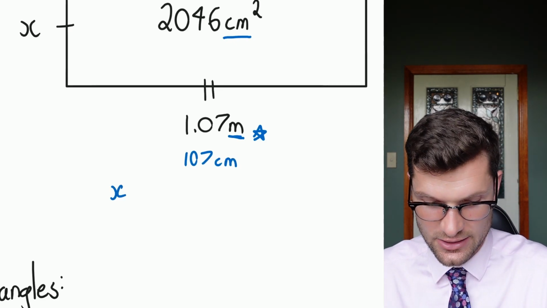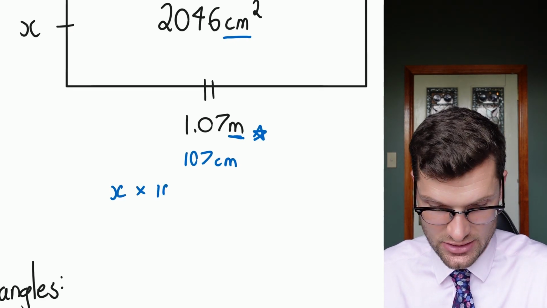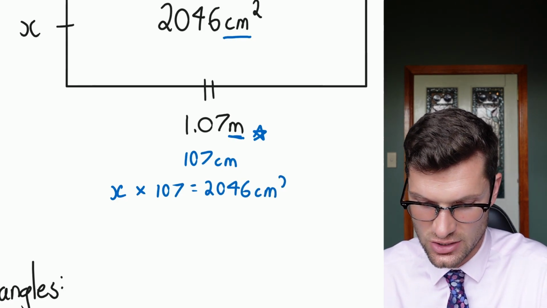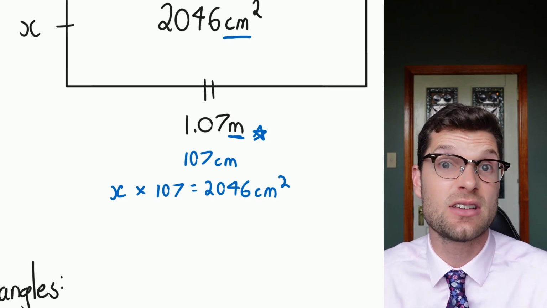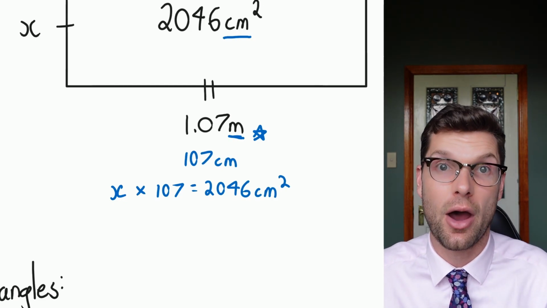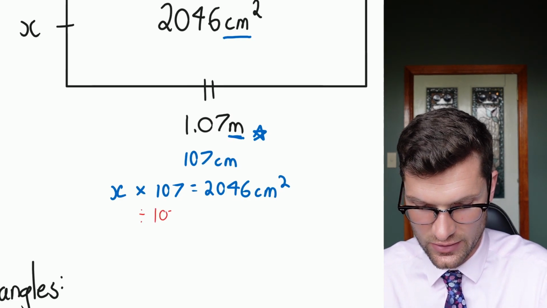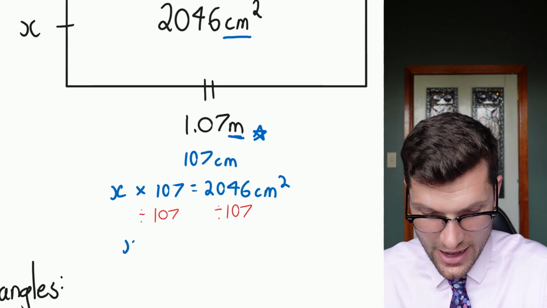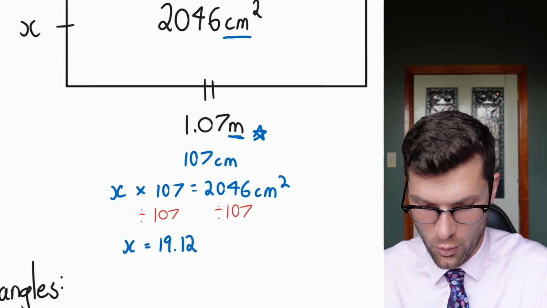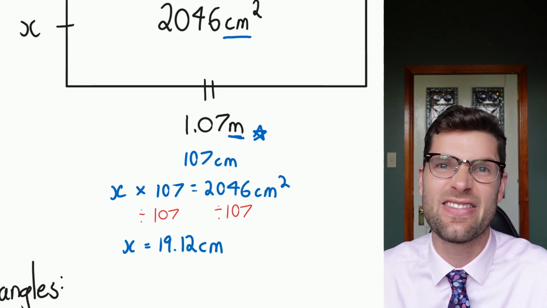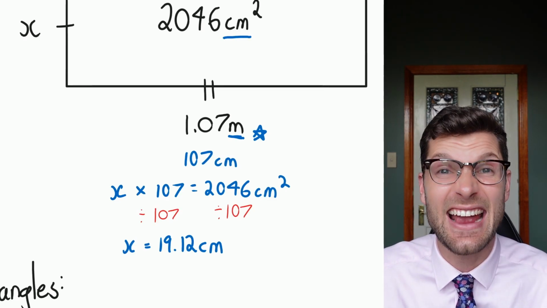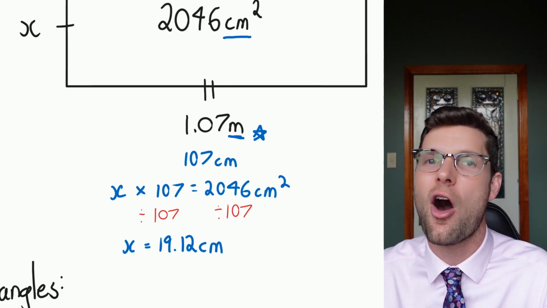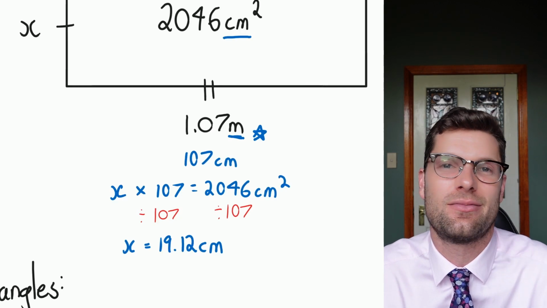So this is just x multiplied by the base, or 107, is equal to 2046 centimeters squared. I've got times 107, so I'm going to divide by 107 on both sides, and that's my final answer. X is equal to 19.12 centimeters. That's all we had to do. You would get the exact same answer if you converted the area into meters, so really don't stress. I just prefer to use the outside numbers just because.